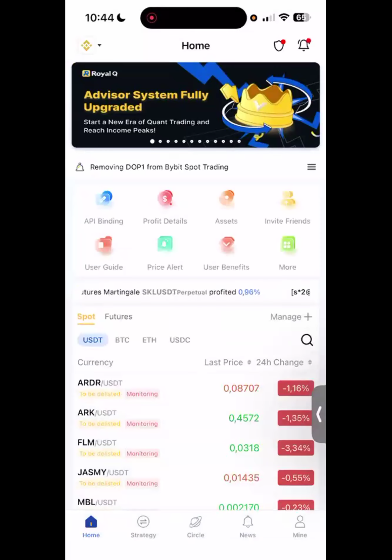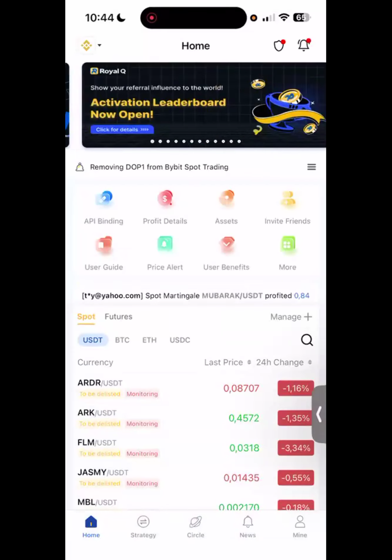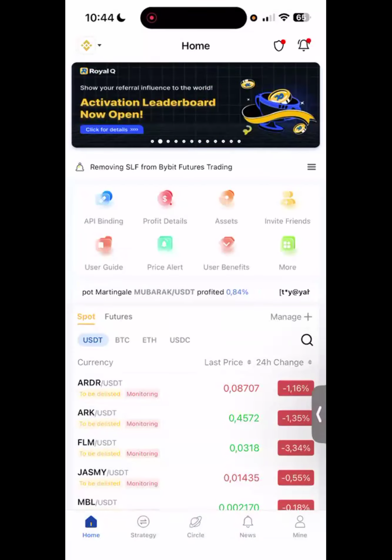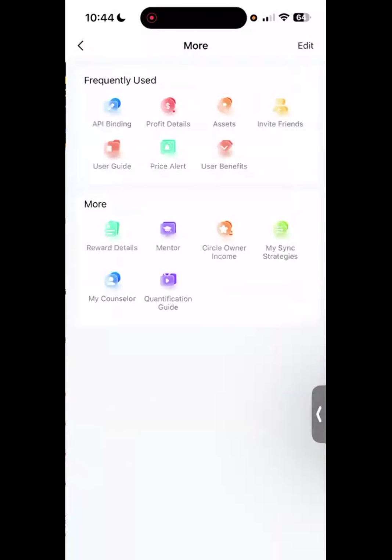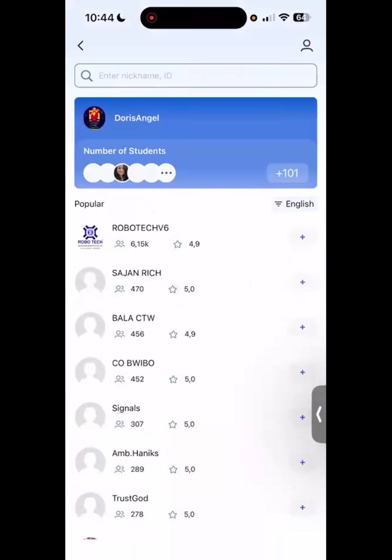Okay, great. So there are 4 ways to earn from RoyalQ. 1, your own trading capital. 2, you being an affiliate marketer of the RoyalQ robots. 3, you being a copy trader. 4, you can also become a mentor.